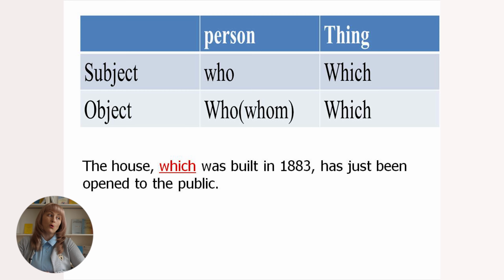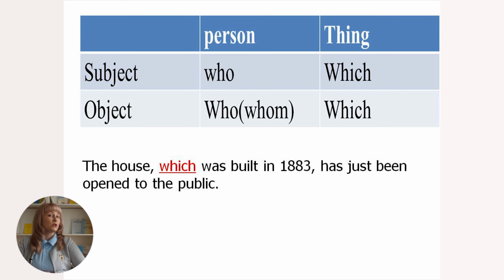Okay, so let's see. What relative pronouns can we use in such clauses? If you want to present a person, you can use who both as a subject and as an object, and whom as an object. But don't forget and remember, you don't use the relative pronoun that. If you want to present a thing, you can use which both as a subject and as an object as well. So let's see the examples.